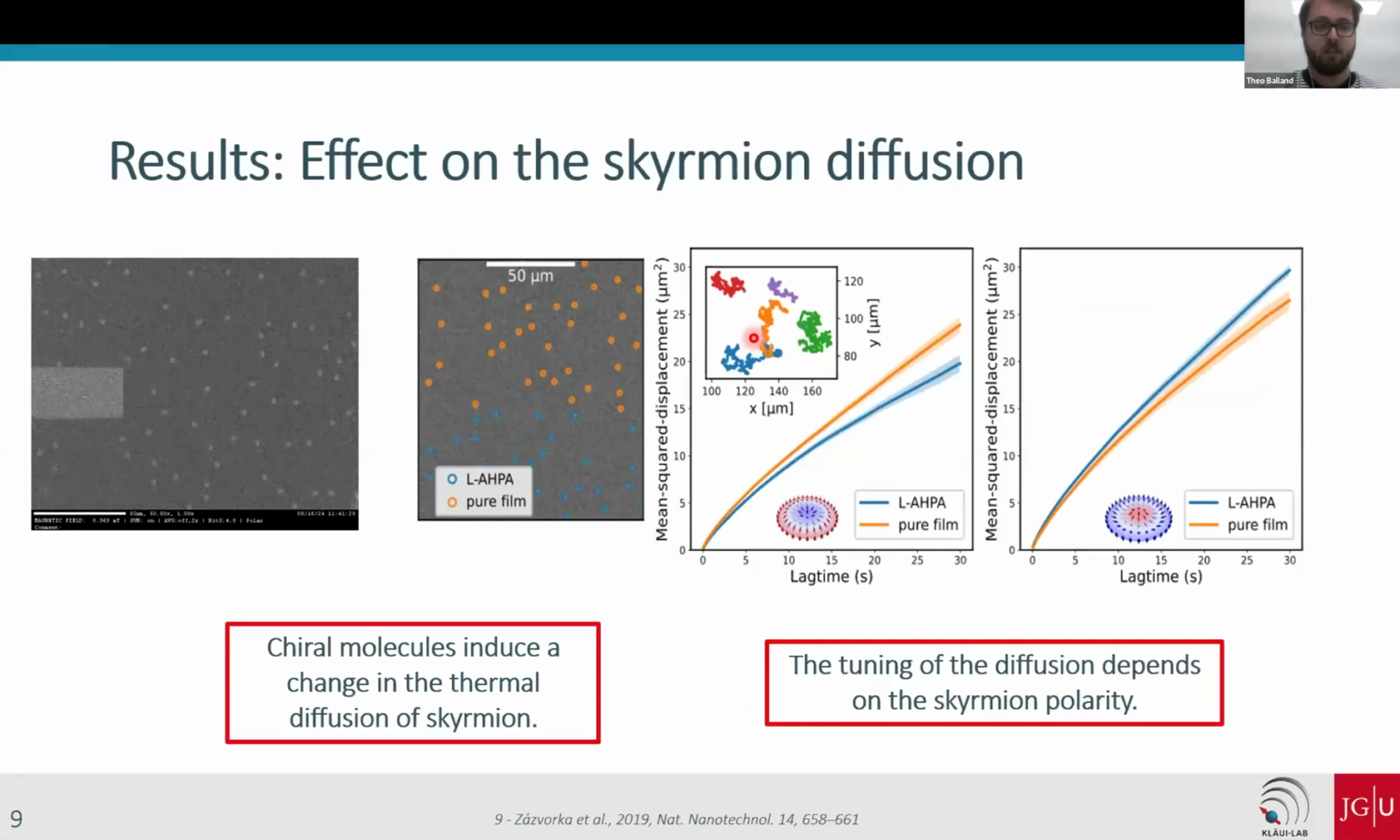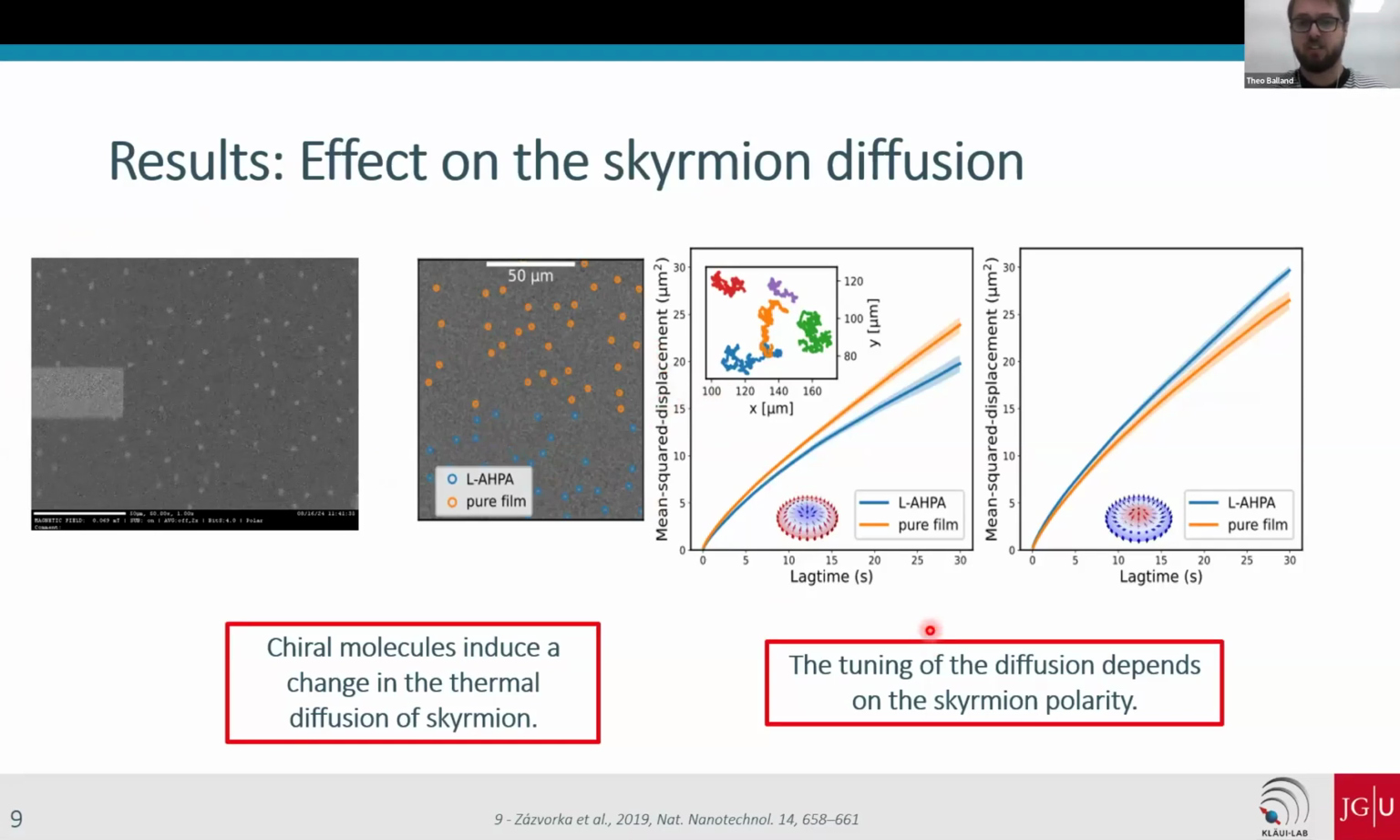And so finally, for Skyrmion diffusion, we image a video of Skyrmions diffusing. And here you can see the top part of the video is the area where no molecule has been deposited, and the bottom part is the area with the chiral molecules deposited on top. So we track those Skyrmions in each frame, and we extract the mean square displacement. We calculate this mean square displacement versus the lag time.